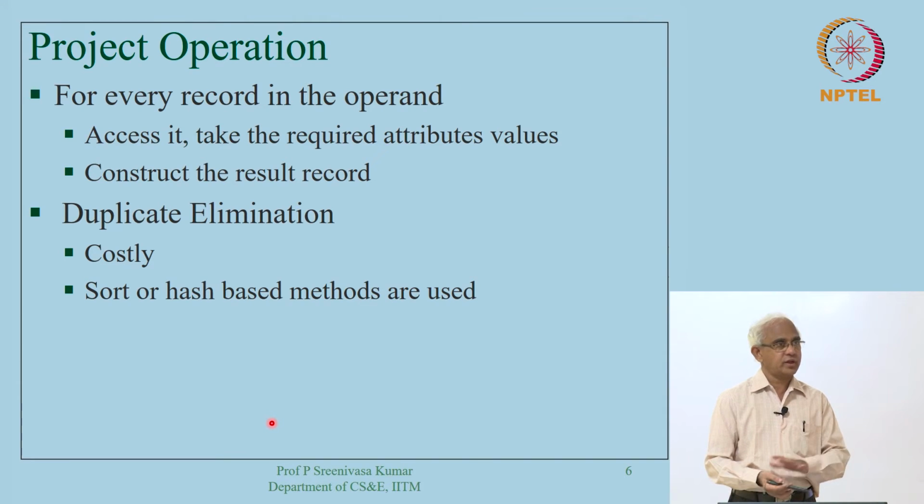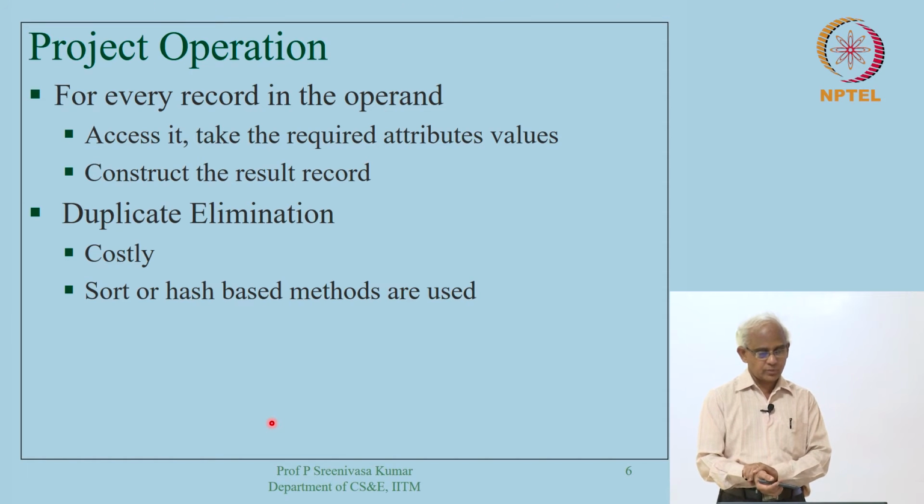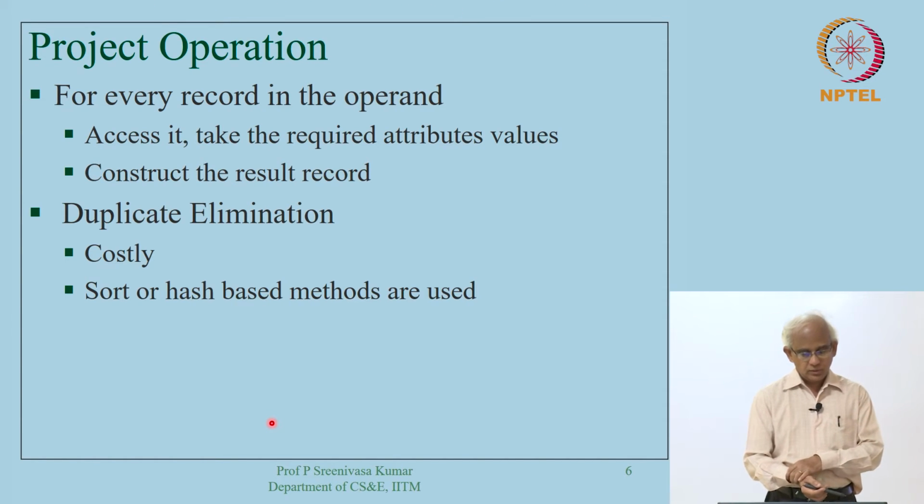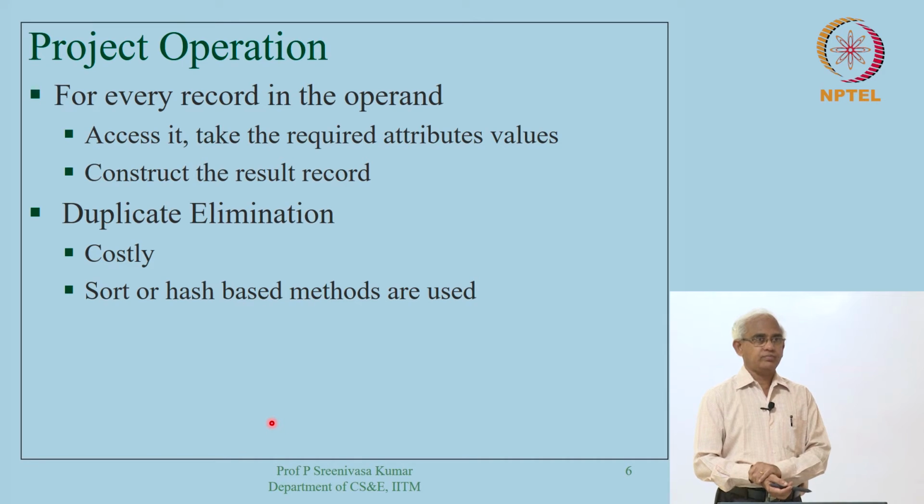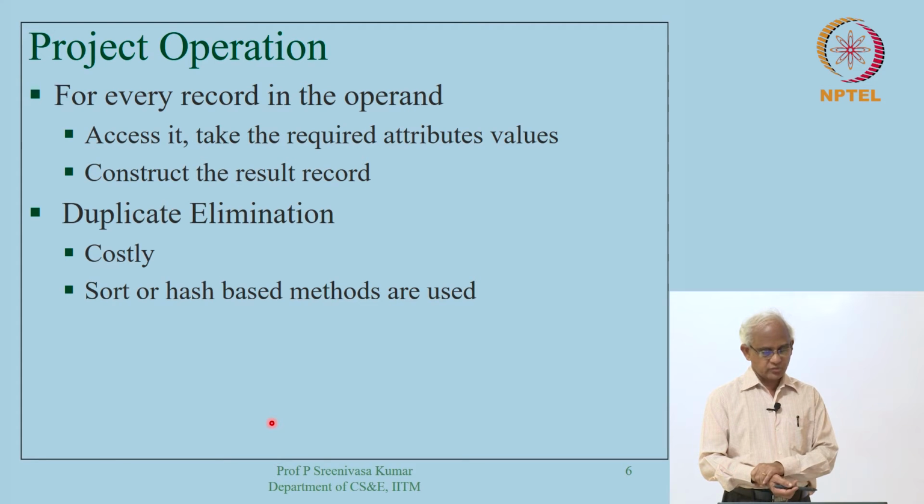Now, moving on to the projection operation. Projection is somewhat costly because it requires you to choose a particular set of attributes from a record. That is what projection is, right. So, for every record in the operand, you basically have to access it, take the required attribute values, and construct the result record.